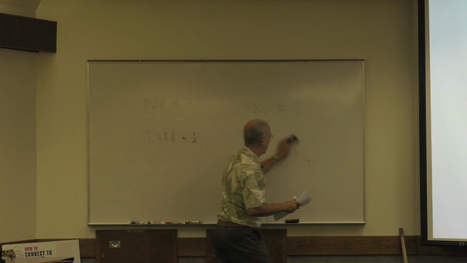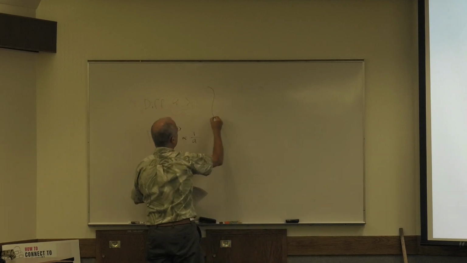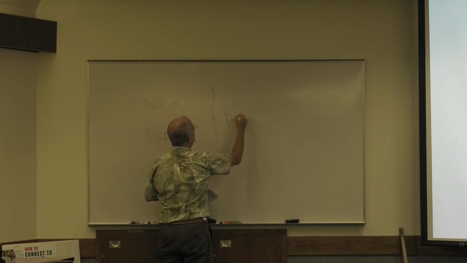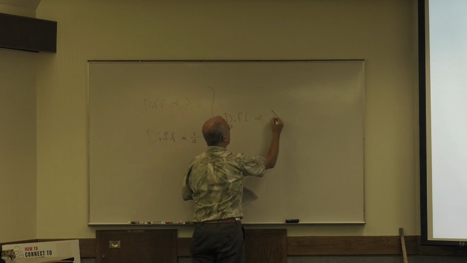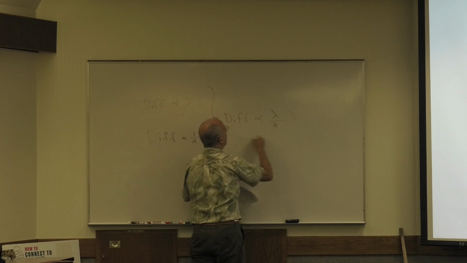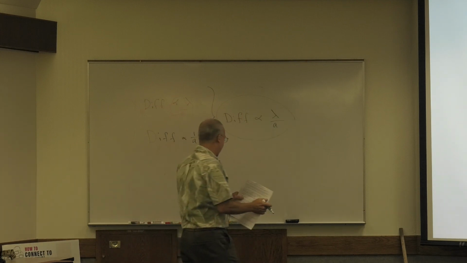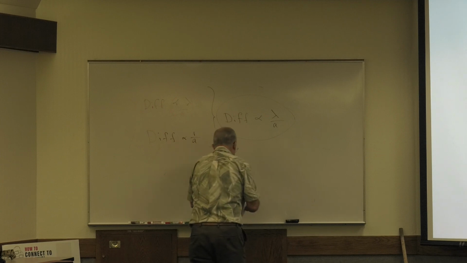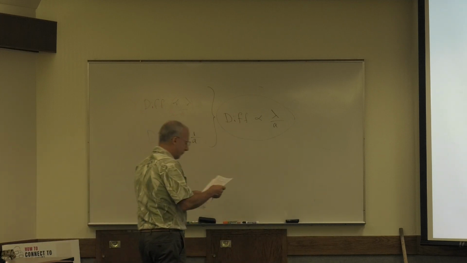Remember that from algebra? Okay, so we put these together, and we see that diffraction is proportional to, or depends on, lambda over a. And we're going to use that a lot too. We'll even talk about it in quantum mechanics. So a lot of the things we learn in this chapter we're going to use again and again and again. It's kind of cool.